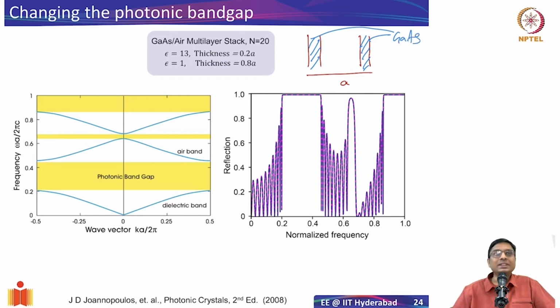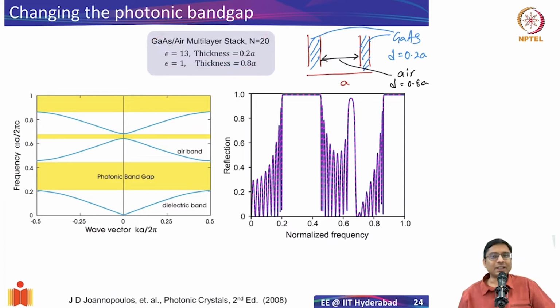Now I'll choose the thickness D of 0.2A. So the periodicity is A, and the thickness of the gallium arsenide layer is going to be 0.2A. And then the air region in between, I'll choose to have a thickness D equal to 0.8A. I can choose that, right? That's what I have written here. If I choose such a structure, this is a very easy thing to do. The thickness of the constituent layers can be easily modified, and we can compute the band gap again. And that is what is shown here.